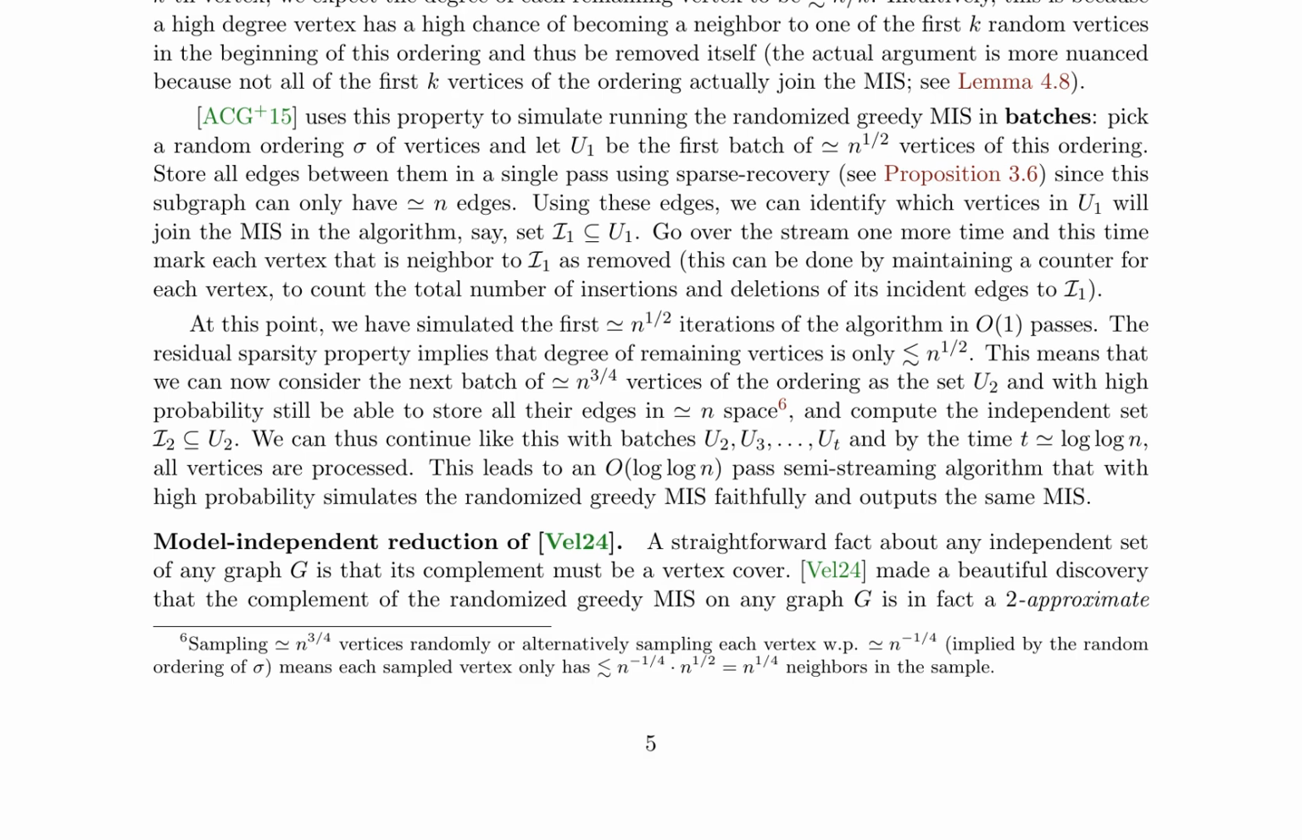The model-independent reduction of Veld 24 shows that the complement of the randomized greedy MIS on any graph G is a 2-approximate vertex cover. By building upon the results of ACG+15, the algorithm achieves an efficient solution for the vertex cover problem. This approach provides a streamlined introduction to the algorithm's underlying ideas, offering a technical overview of the main concepts and techniques employed.